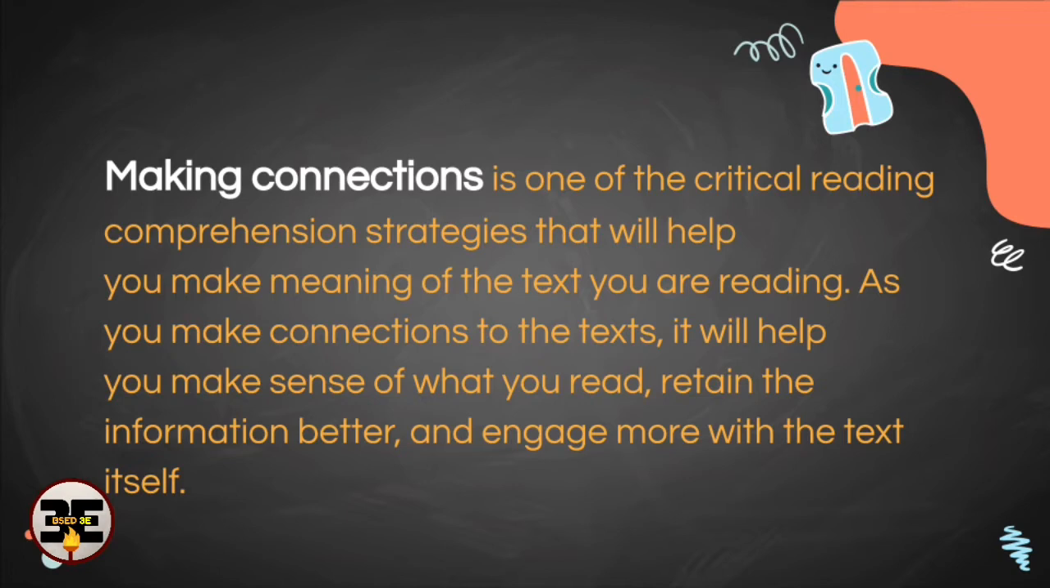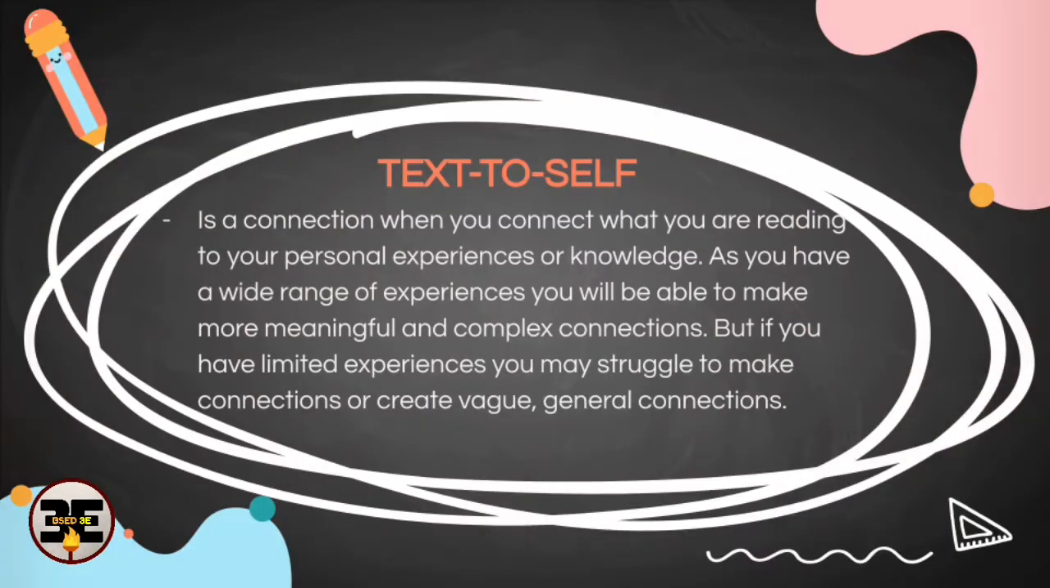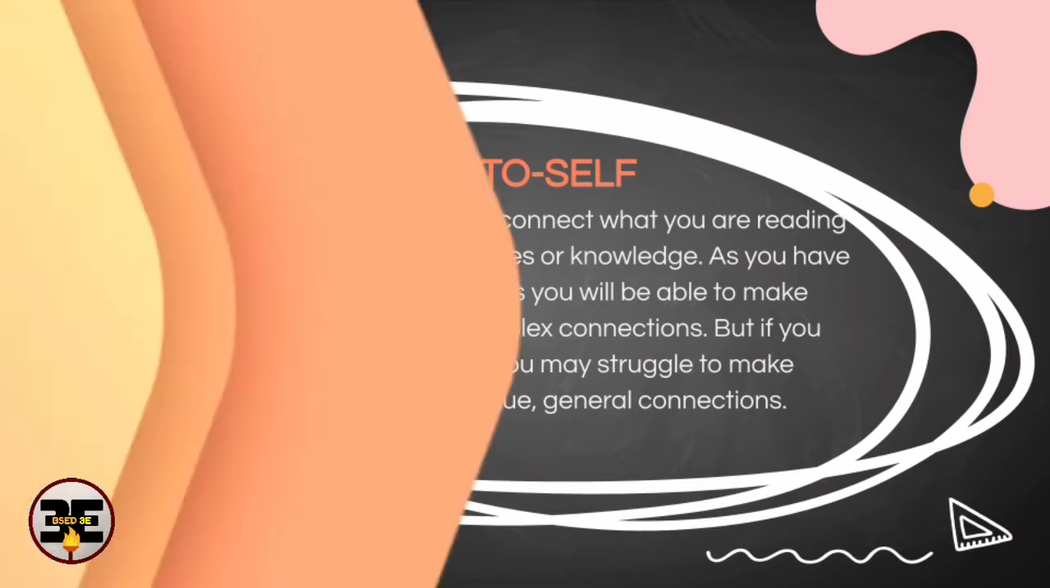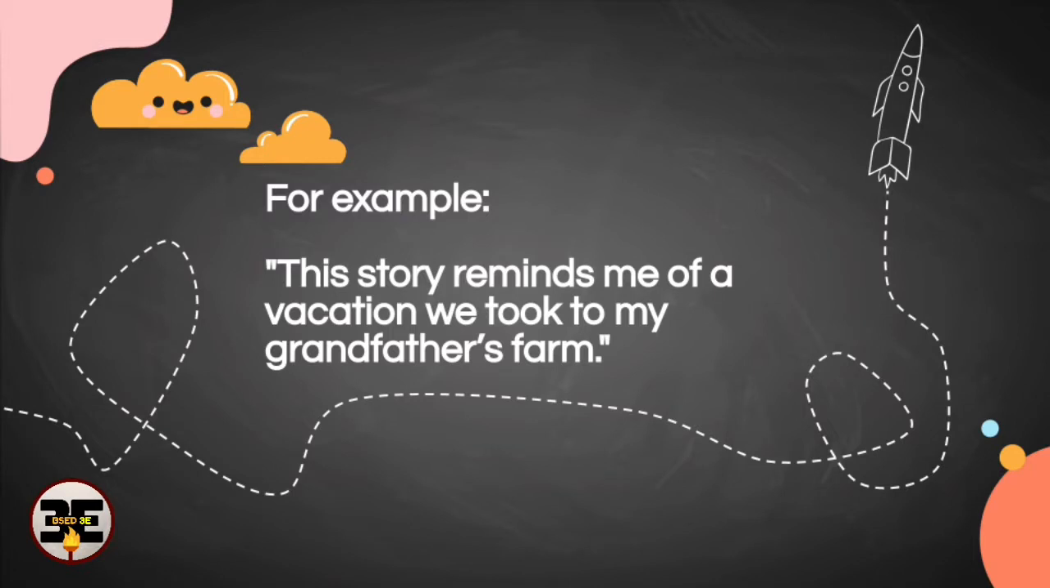There are 3 kinds of connections. First is text-to-self connections. Text-to-self connection is a connection when you connect what you are reading to your personal experiences or knowledge. As you have a wide range of experiences, you will be able to make more meaningful and complex connections. But if you have limited experiences, you may struggle to make connections or create vague general connections. For example, this story reminds me of a vacation we took to my grandfather's farm.